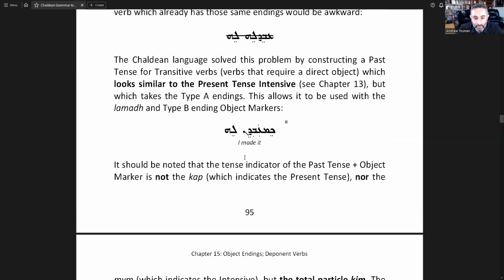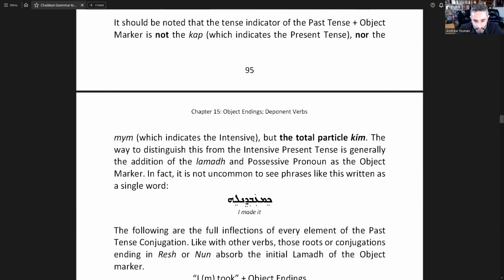It's a past tense. I made it. It's a past tense that's using type A endings. Kim odhin. That's one way you can sort of tell it by itself. Kim odhin is just weird. And then you have the direct object marker. Then you know this is about a transitive verb. It's about a verb where you're going to talk about the object. I made it. You don't just say I made. There's always something that you made. Kim odhin le. So for that construction in the past tense, this is what you're going to use.